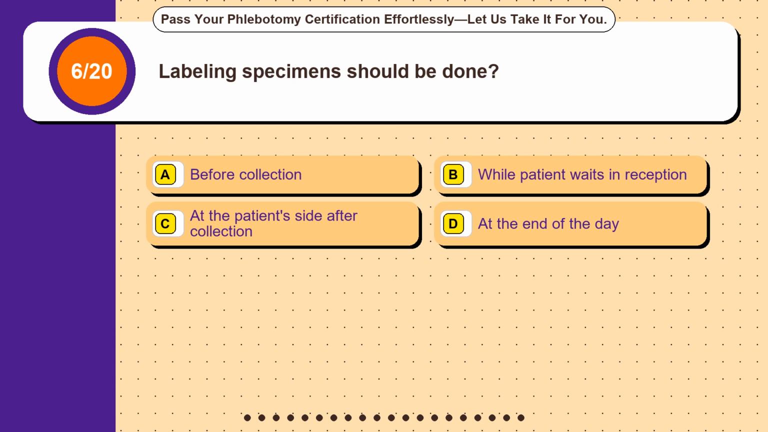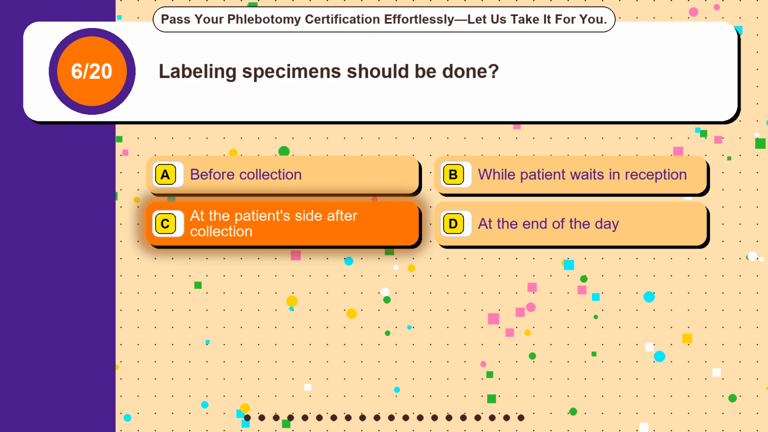Question 6. Labeling specimens should be done. Option A. Before collection. Option B. While patient waits in reception. Option C. At the patient's side after collection. Option D. At the end of the day. The correct answer is option C.